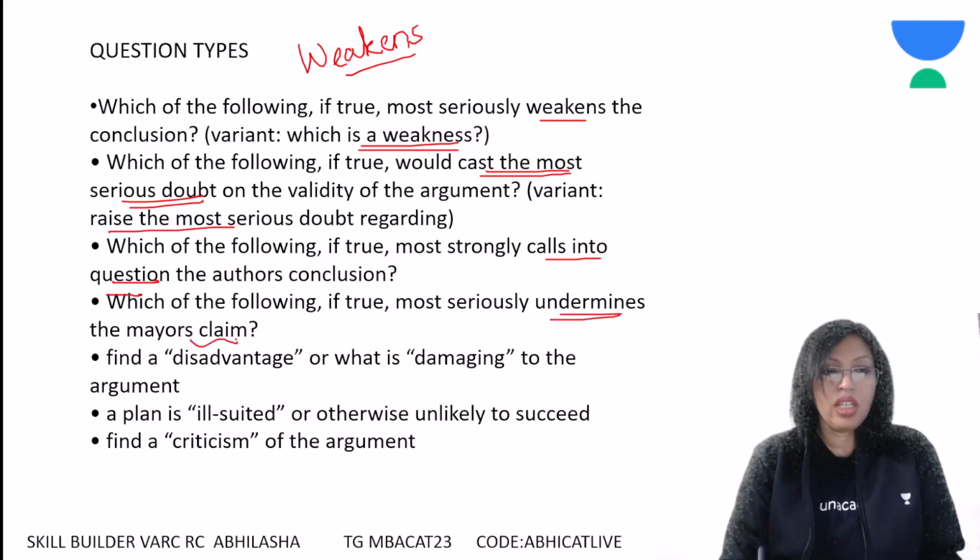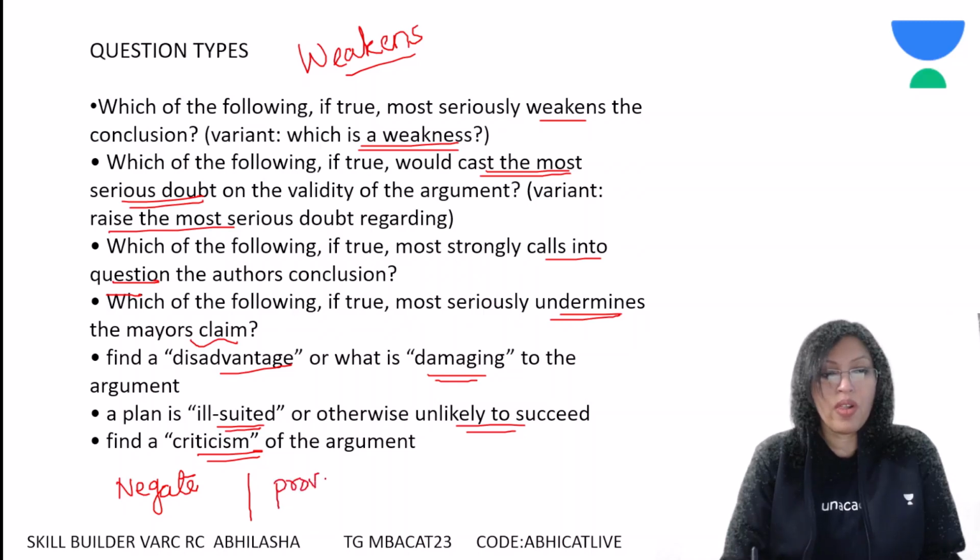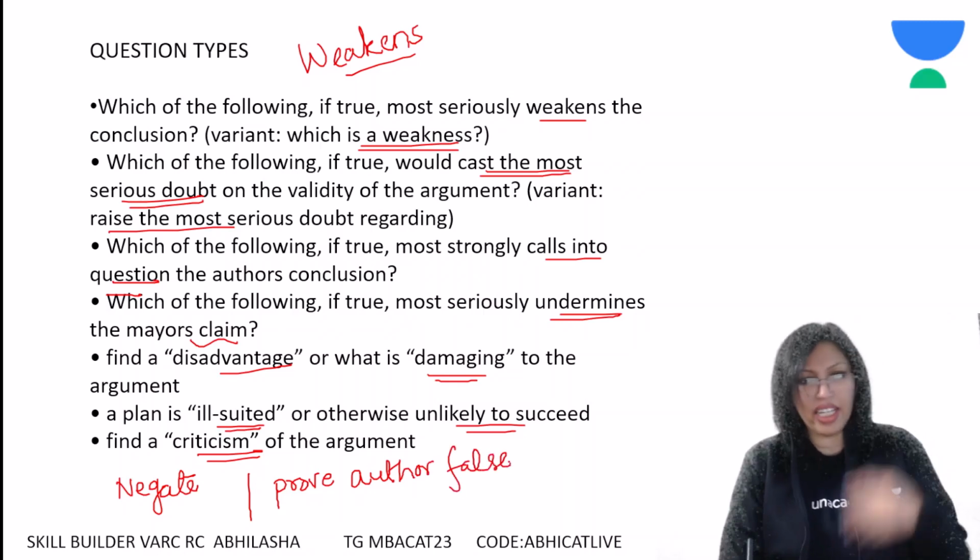Mayor has a claim. Find a disadvantage or what is damaging to the argument. A plan is ill-suited or otherwise unlikely to succeed. Find a criticism of the argument. You could have simply said negate an argument. Okay. You could have simply said would prove the author to be false. That also works directly, right?